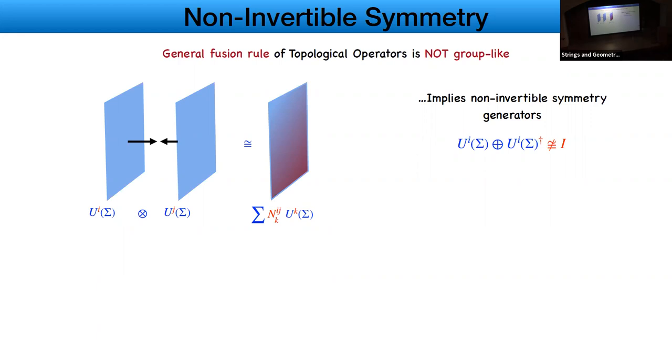This sort of condition implies that in general, if you have your set of operators, we expect there to be a notion of daggering, which is an involution on the set. If I take an operator and conjugate it, I do not get the identity operator, but the identity operator plus other stuff. Okay. So this is what we mean by non-invertible symmetry. It means I have a set of symmetry generators, symmetry operators, where if I multiply under some conjugation, I don't get the identity operator, but I get the identity plus other stuff.